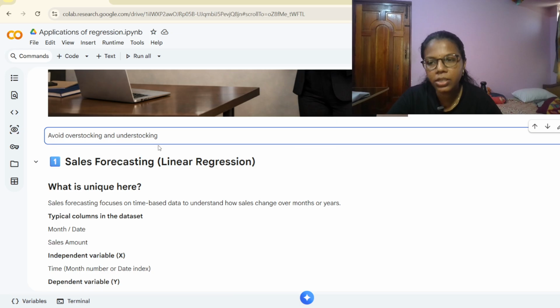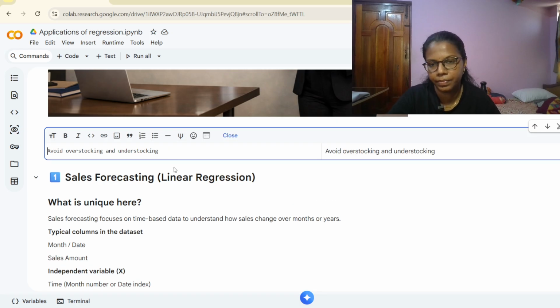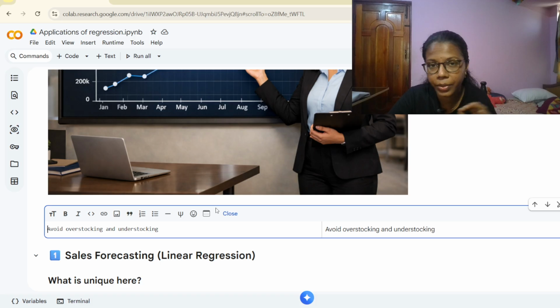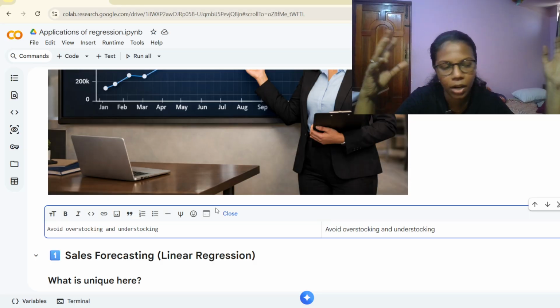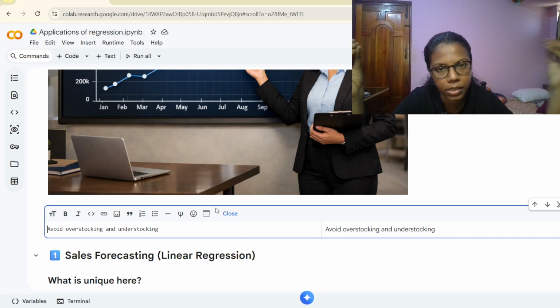What is the major goal of sales forecasting? If I use linear regression to predict my future sales, what can I do? With my historical data, if I have this year's data and I'm predicting how the sales will happen next year, what can I do? The first step is you can avoid overstocking and understocking.